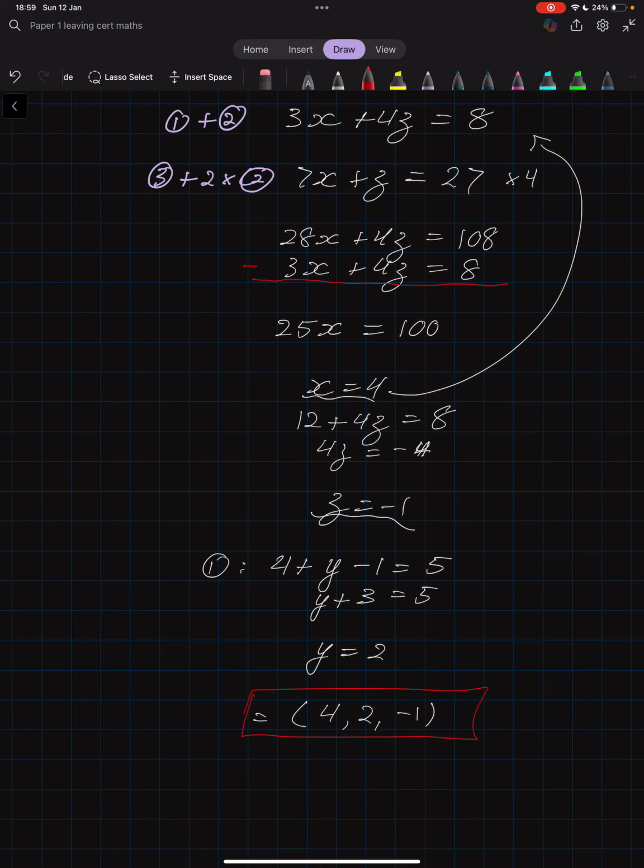So yeah, maybe you like the chapter, maybe you don't, but it is a thing that comes up a lot in the Leaving Cert, so I would recommend to have a good go at it and wrap your head around it as soon as possible.